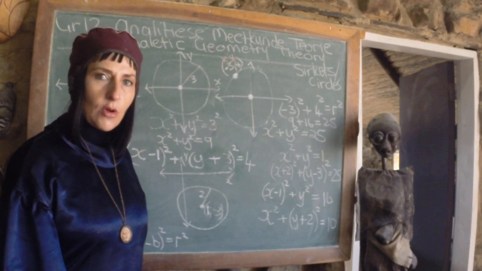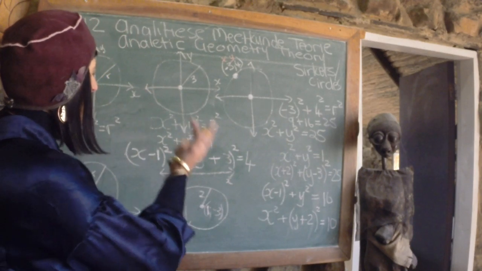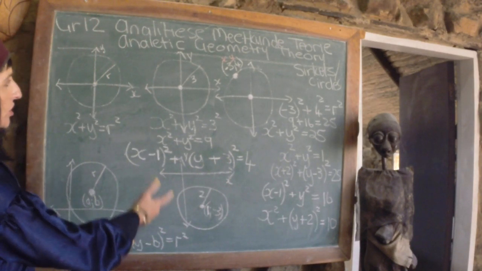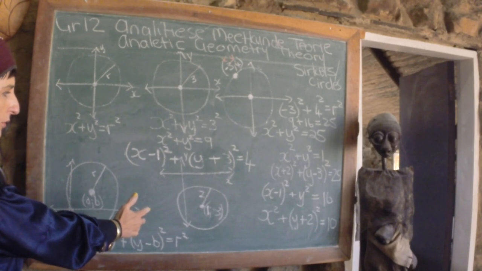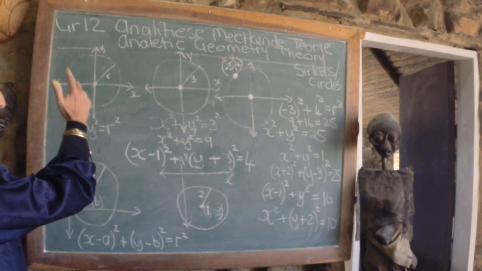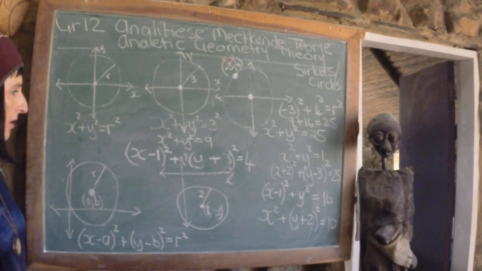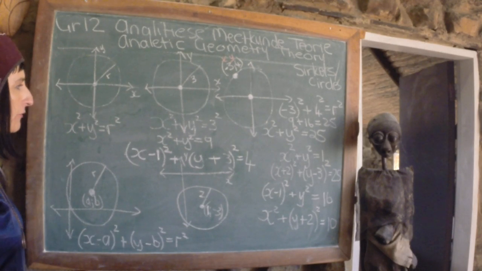Very easy, grade 12. So this is very easy to determine the equation of a circle situated with the midpoint in the origin, not situated in the origin. Very easy to get the formula.